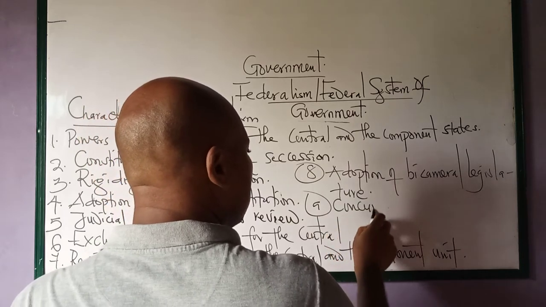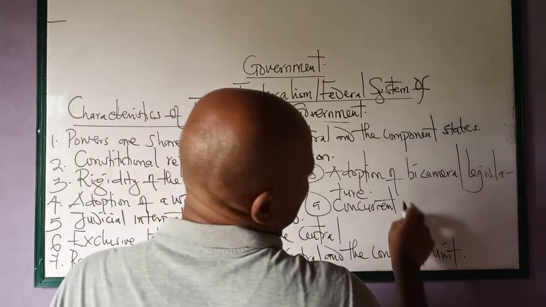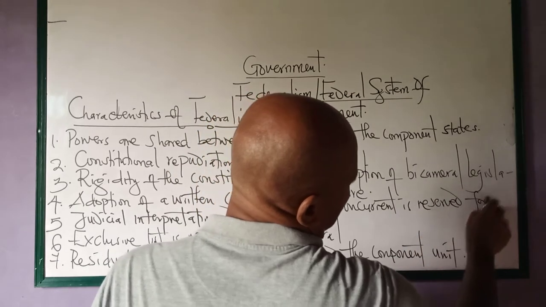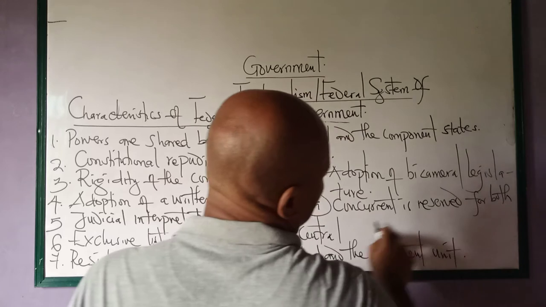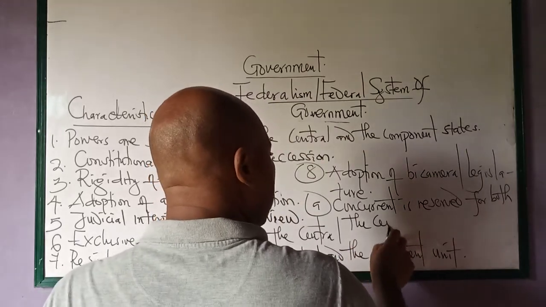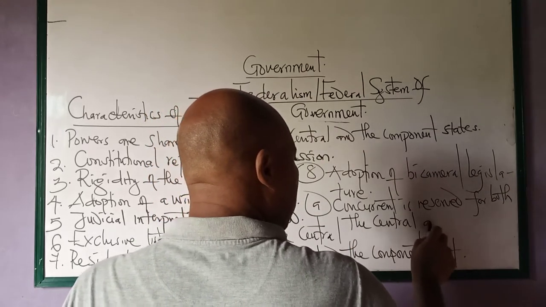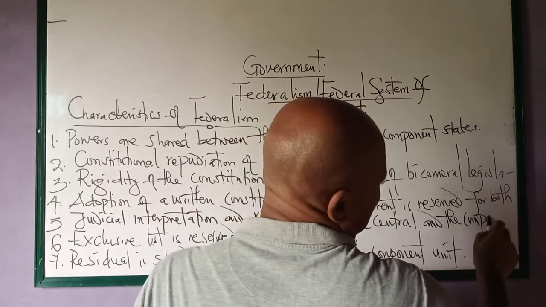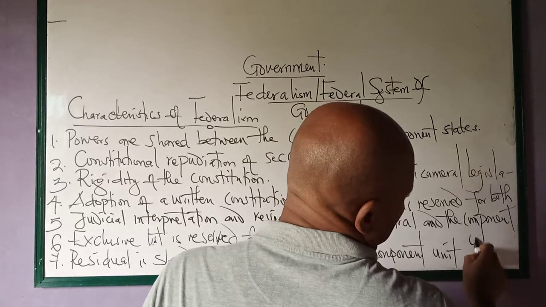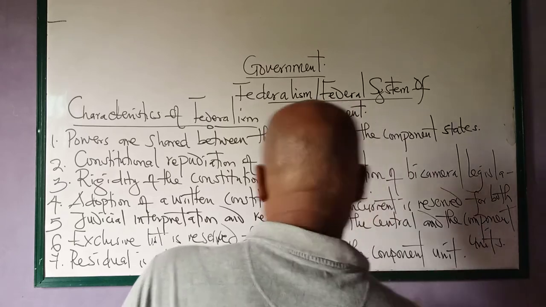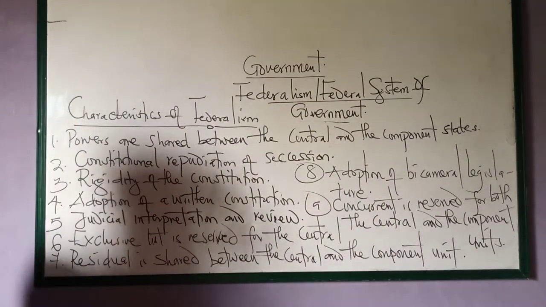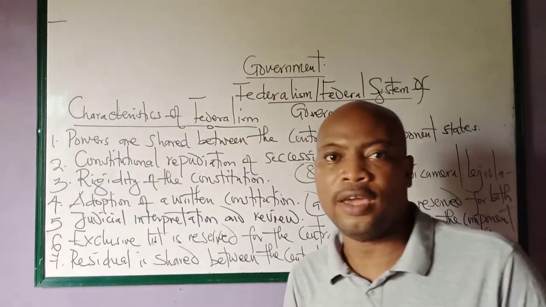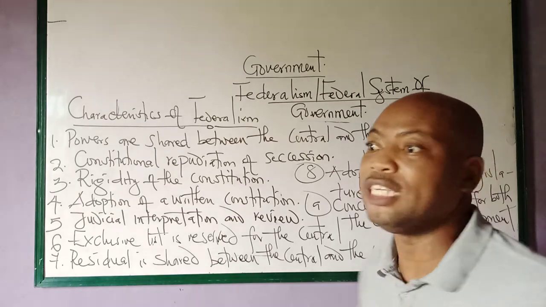Then number nine, concurrence is reserved for both the center and the component unit. So we've given nine characteristics of federalism. Let us quickly look at them one after the other.